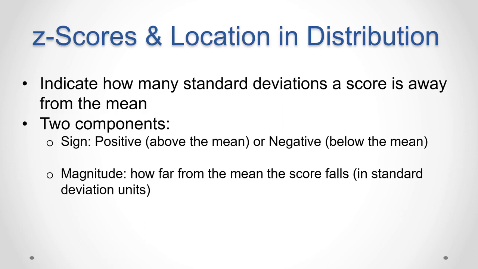The second component is the magnitude of the z-score. This tells us how far away from the mean the score falls in standard deviation units. Remember, a data value that falls more than 2 or 3 standard deviations from the mean is a potential outlier in the social and behavioral sciences.